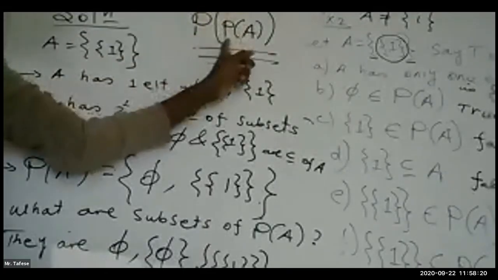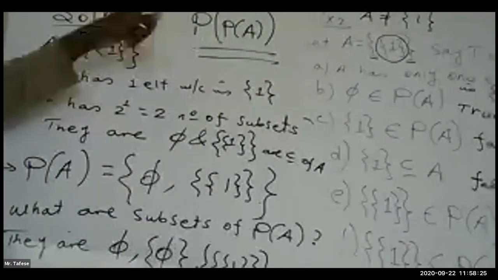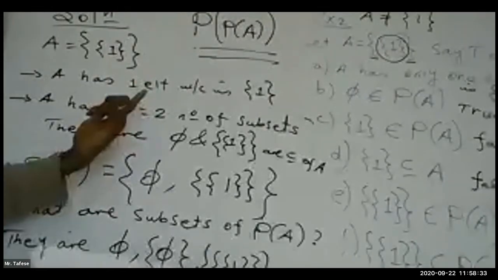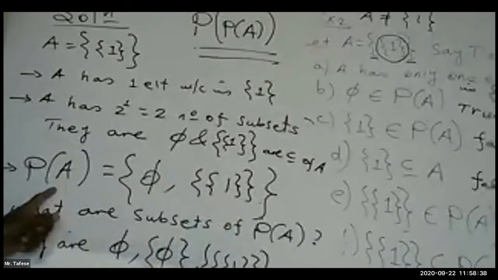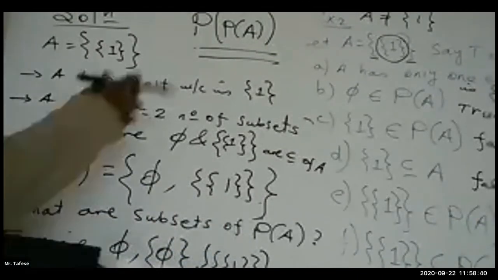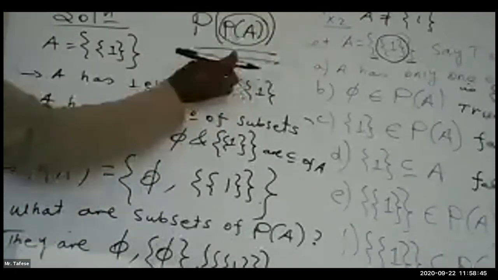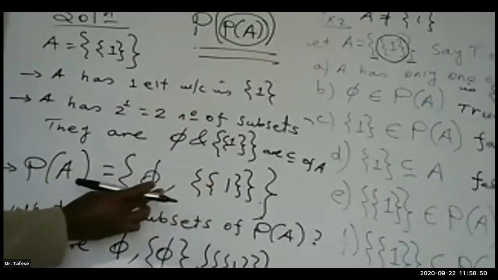This means power set of power set of A. What does that mean? The power set of A consists of these four elements. So let's see the power set of this set, whose elements are these four.